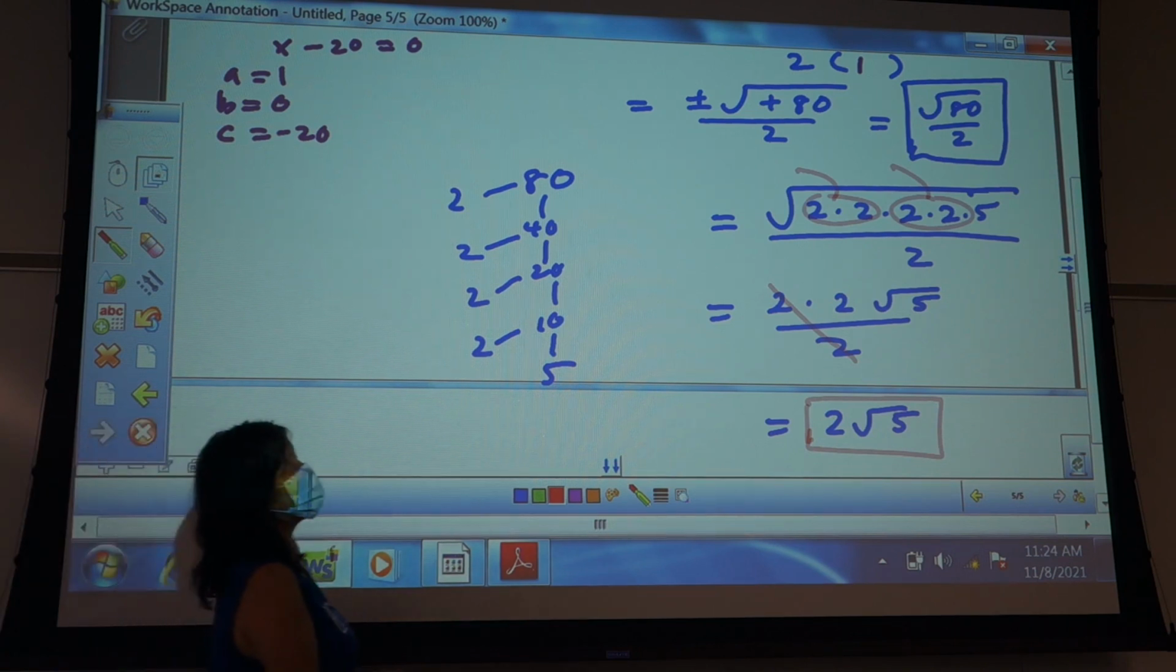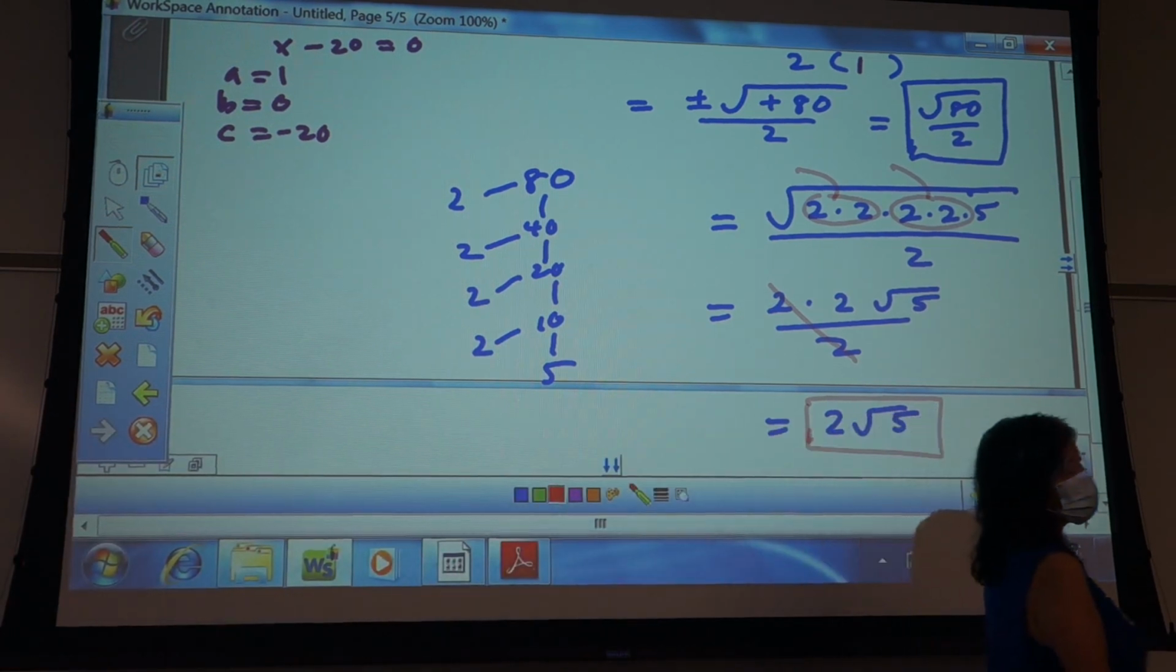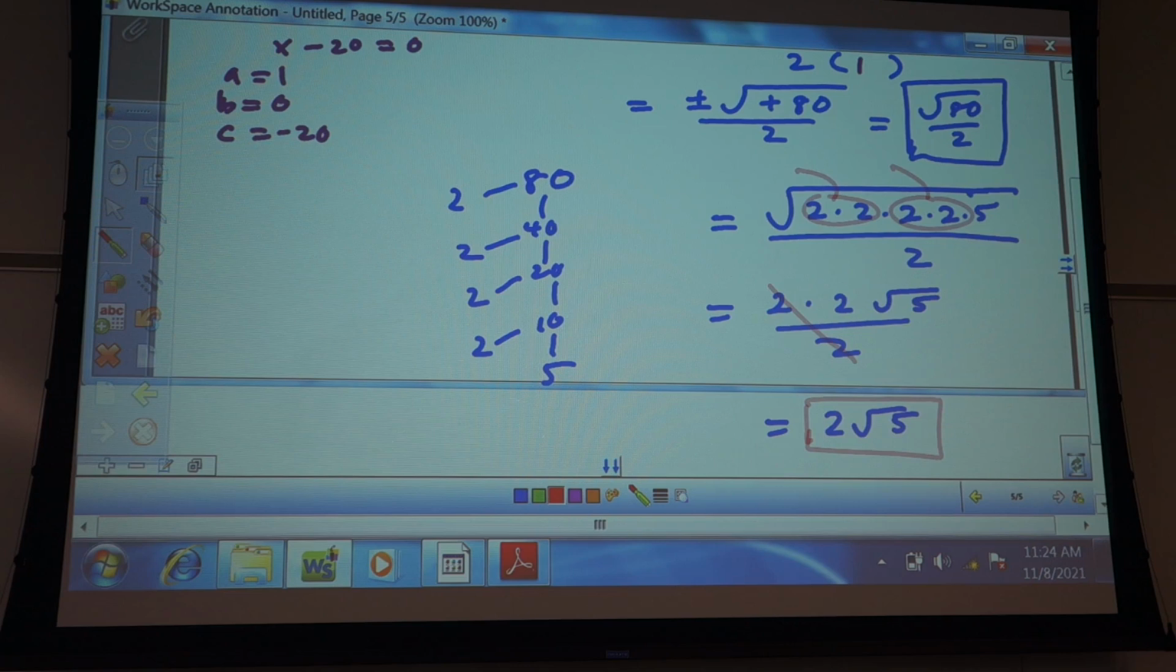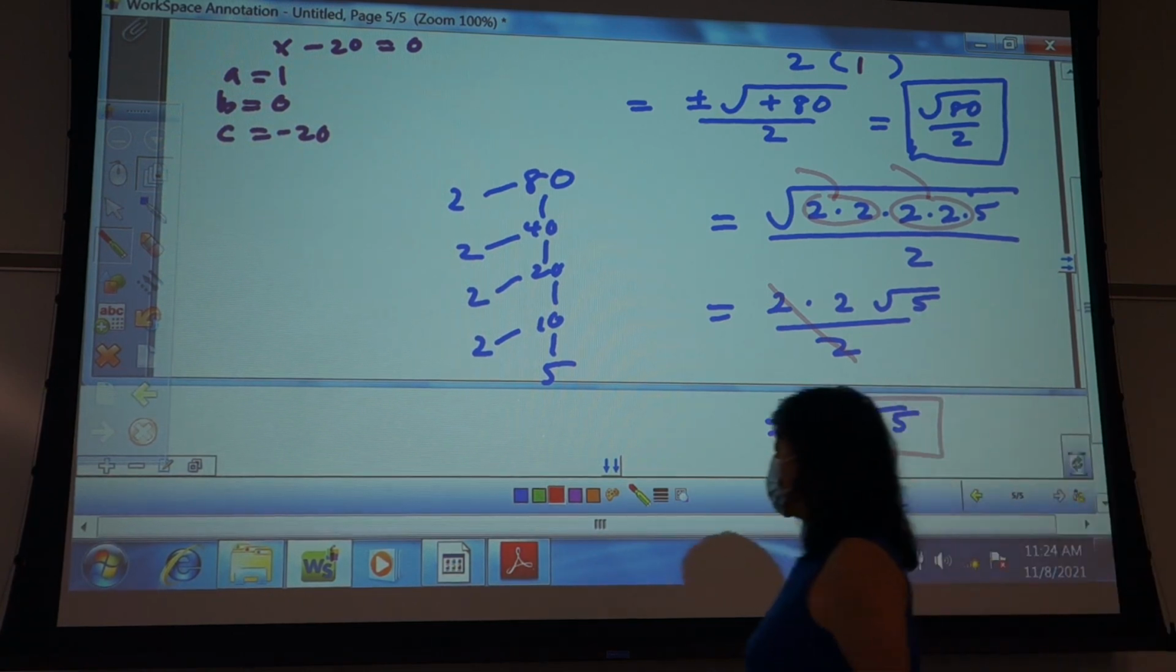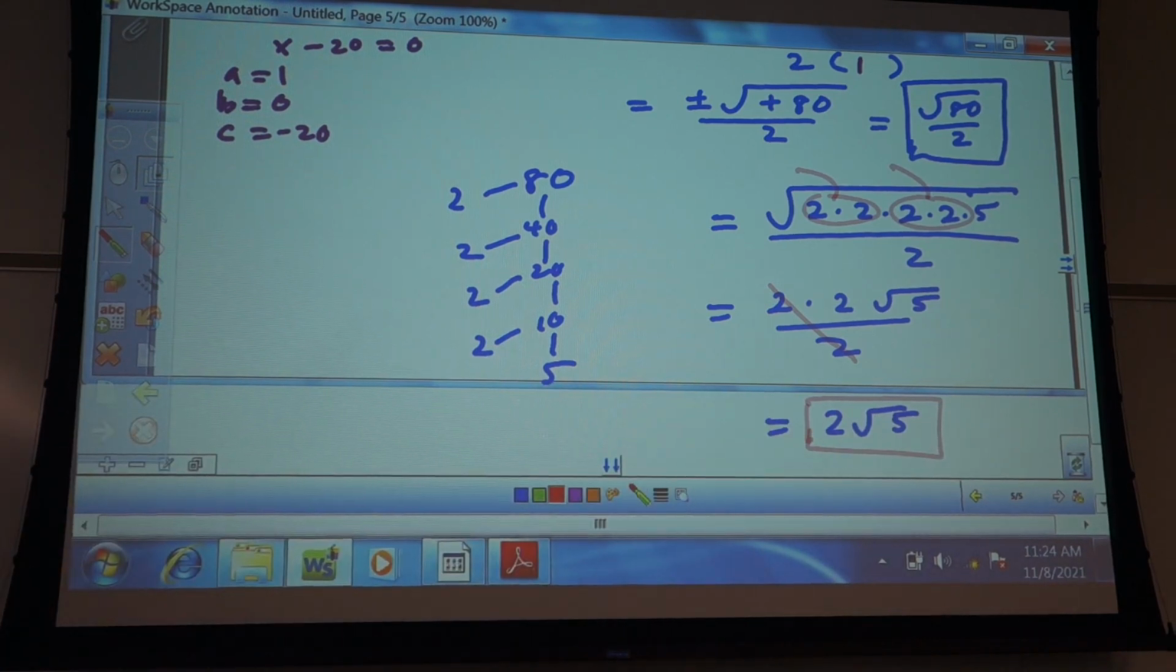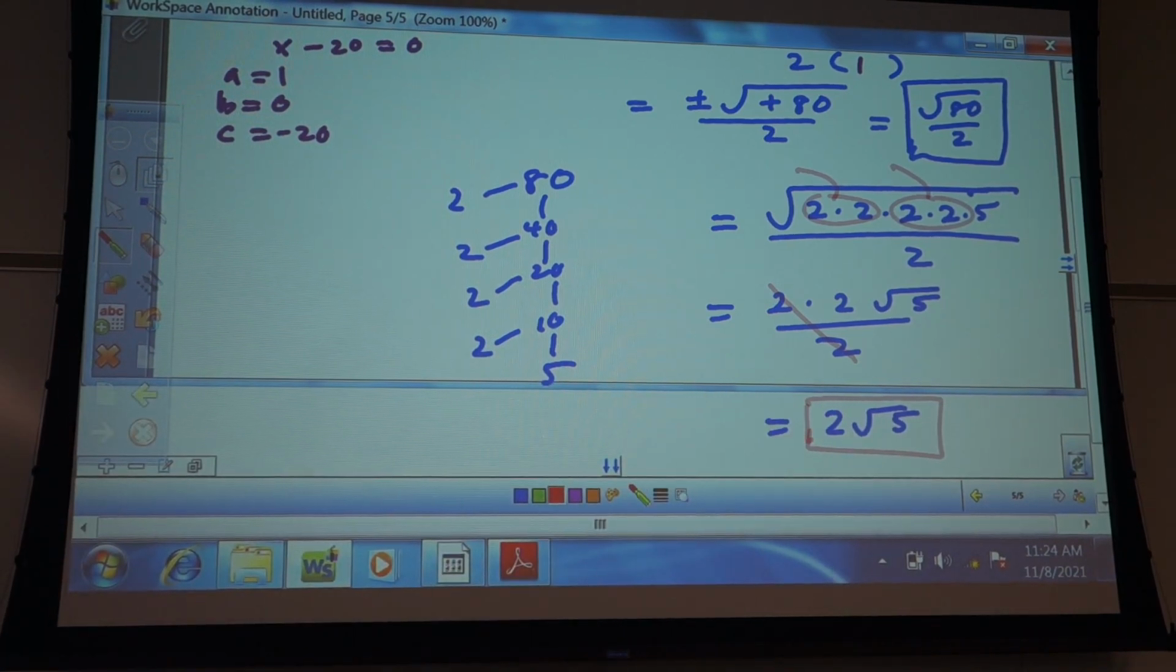If you leave it as square root of 80 over 2, I will take off half a point, which is practically nothing. Is that fair enough? Could you also take the square root of the 80 and bring it to a decimal? You could do that, and you could say 80 raised to the 1/2 power. That's what I would do.